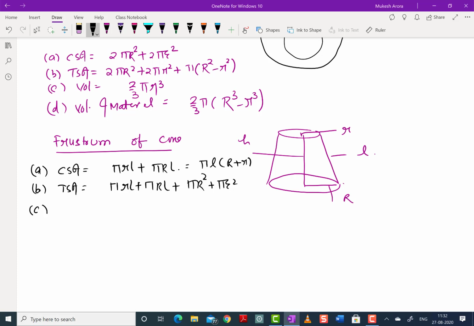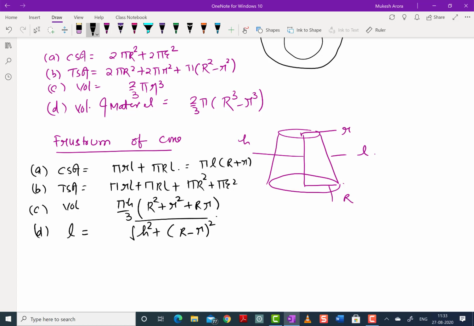C is the volume, pi h by 3 (R square plus r square plus R into r), and D, slant height l is equal to the square root of h square plus (R minus r) whole square.